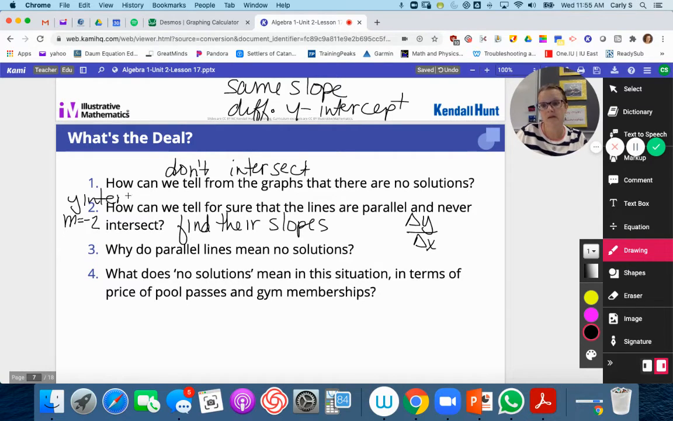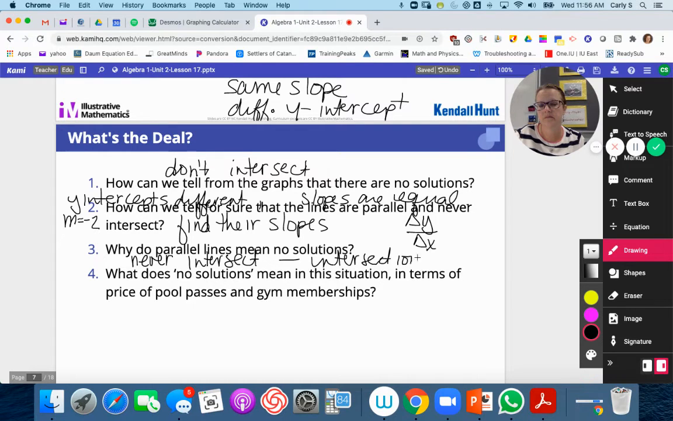That's important. The y-intercepts are different. And the slopes are equal. Very important. It has to be y-intercepts are different, slopes are equal. Those two things have to be a part of it. Why do parallel lines mean no solutions? Because they never intersect. And the intersections are the solutions. The intersection is the solution. It's not plural. All right.